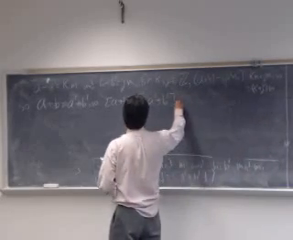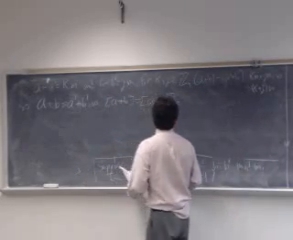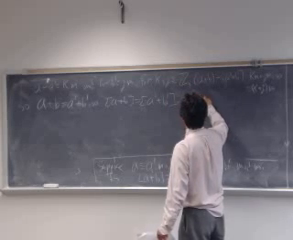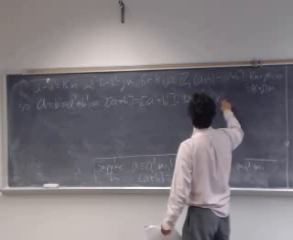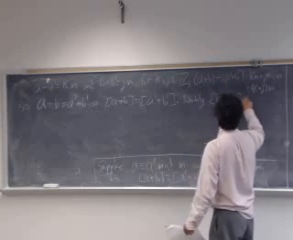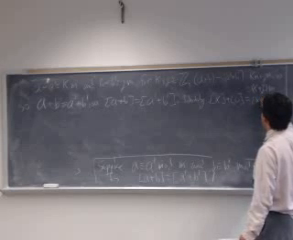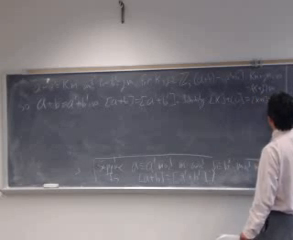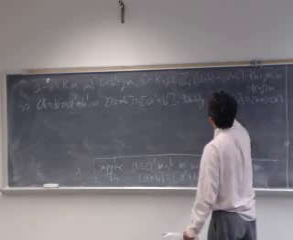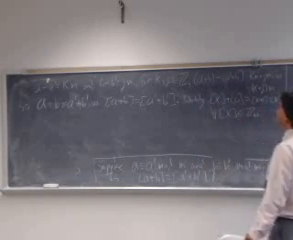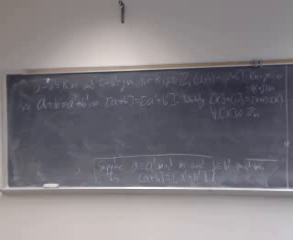The other group properties follow real quickly. How about zero as the identity? Well, x plus 0 is just going to be x. And that's true for any coset in Zm.